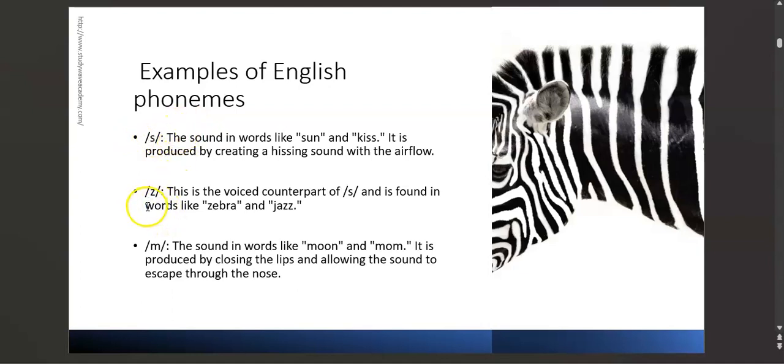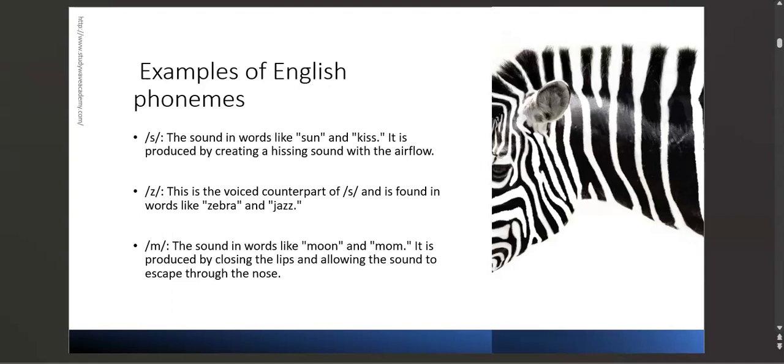The next sound is sound Z. It is found in words like zebra, jazz. When you're saying the word zebra, you feel the Z, jazz. You feel the sound Z. So the three of them are examples of the phonemes we're talking about. They're just sounds that form the major part of the spoken language. When you're speaking a language, or speaking to your parents, these sounds that enable you to speak are what we call phonemes.